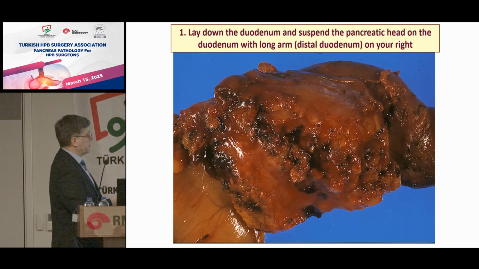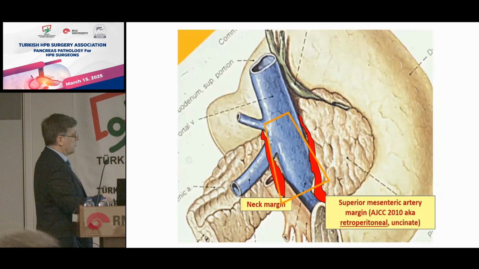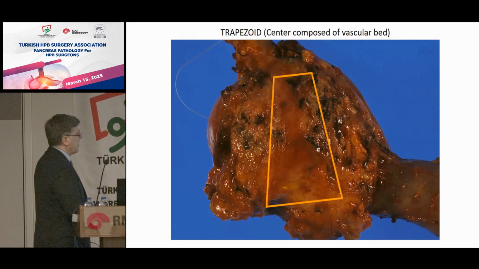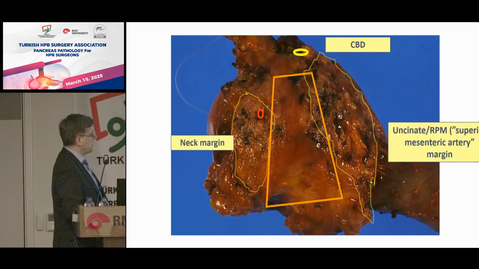And this is what I call the trapezoid. The trapezoid corresponds to the vascular bed. To the right of the trapezoid is going to be the uncinate retroperitoneal margin. To the left of it is going to be the neck margin. So in this picture, this is another pancreas. This is our trapezoid. This is the neck margin. This is the uncinate retroperitoneal margin. And the common bile duct is going to be at the top in the plateau here, invariably. So that allows pathologists to recognize these 3 important structures: neck margin, uncinate, and common bile duct.